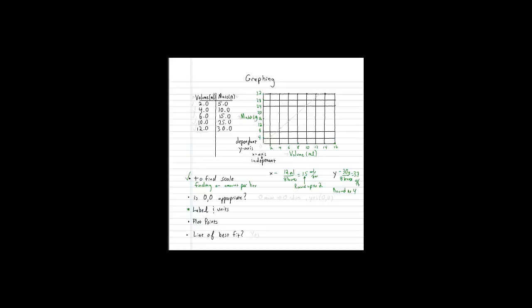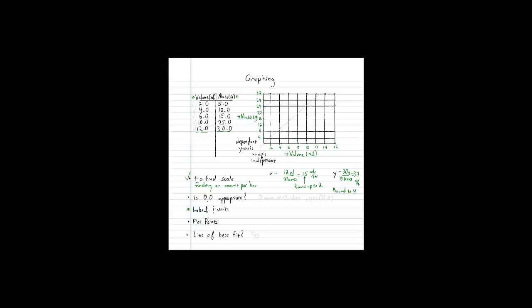Let's just make sure. Do I have any points above 32 in my mass? Nope, my highest point is 30. And do I have any volumes over 16? Nope, my highest volume is 12. So now I'm good. Let's make sure my units and labels are correct. So I have volume in milliliters on my x-axis, mass in grams on my y-axis. Good. Now I'm ready to plot my points.